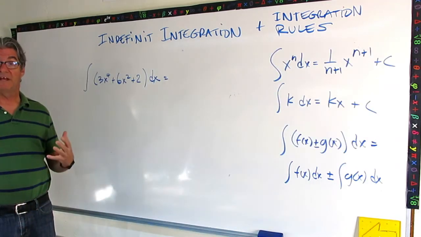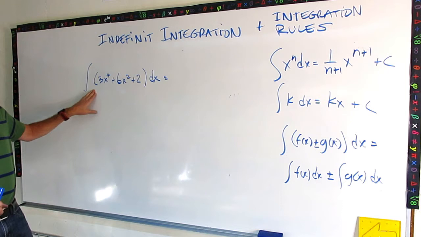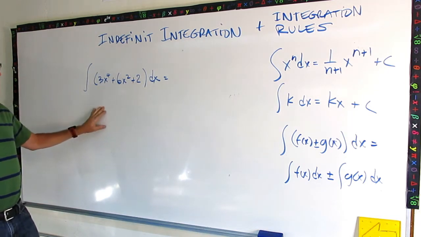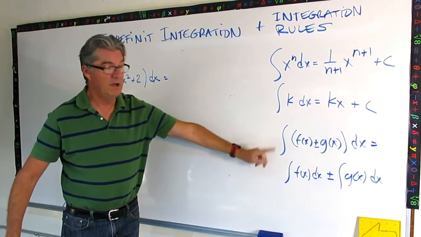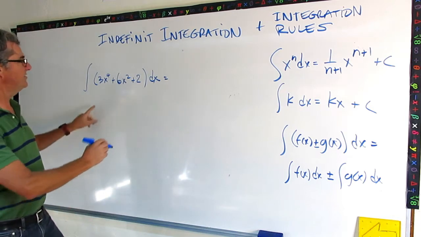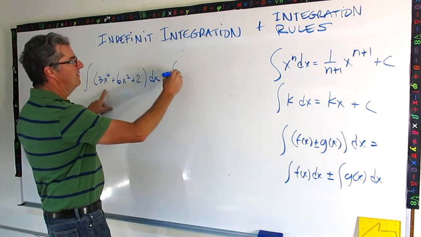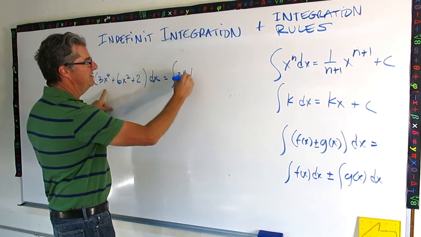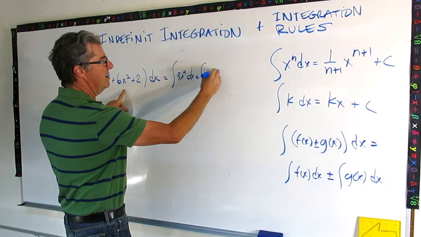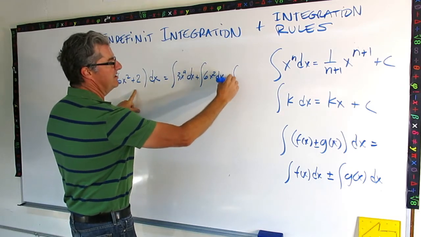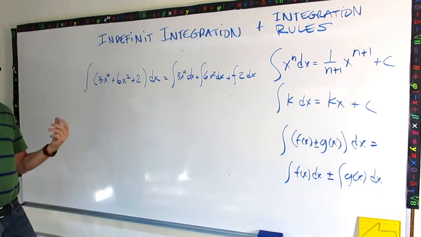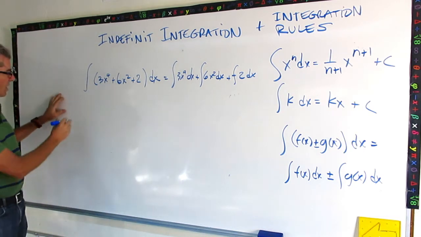Okay, let's do a more complicated example. Here's one for you. Take the integral of 3x to the 4th plus 6x squared plus 2 dx. The first thing I'm going to do is use this rule here to break this up into a more easy to attack problem. So this is just going to be the integral of 3x to the 4th dx plus the integral of 6x squared dx plus the integral of 2 dx. So now I can attack each one of these separately.